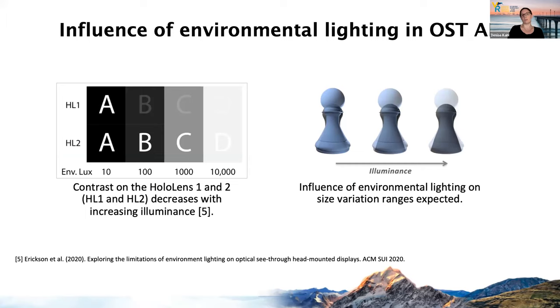Erickson et al. found that the contrast of the HoloLens 1 and HoloLens 2 decreases with increasing illuminance. We therefore expected that the environmental illuminance would also affect the visual perception of the virtual and physical objects, and hence the extent to which the physical objects may differ in size from the virtual representation. As can be seen in the right picture, we expected that the reduced contrast would cause participants to perceive the virtual objects as transparent, thus making the physical objects more visually prominent. We therefore wanted to find out how this affects possible size variation ranges in brighter lighting.